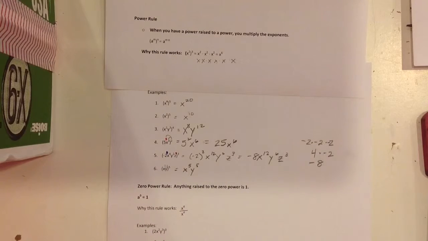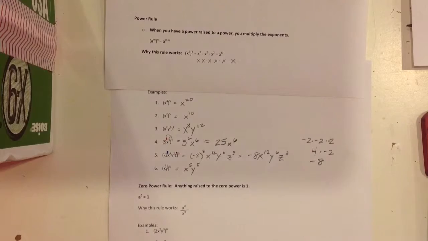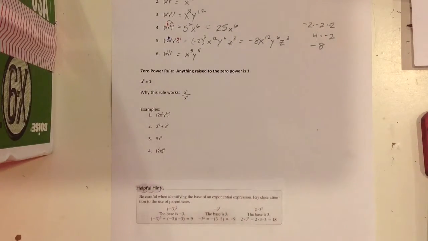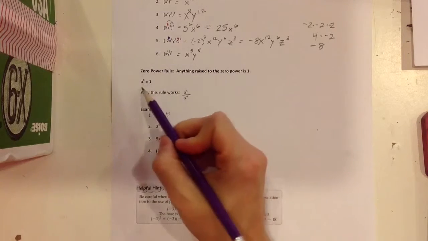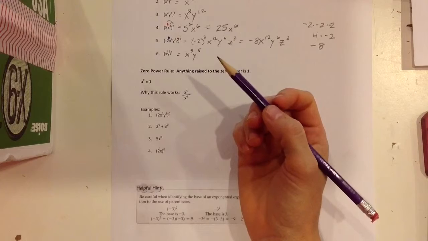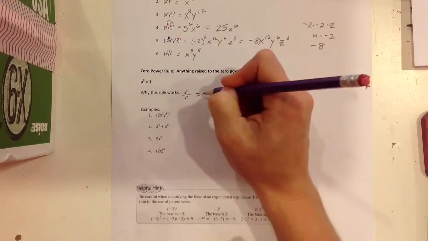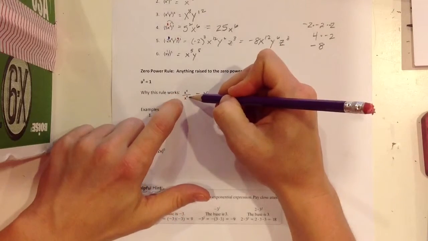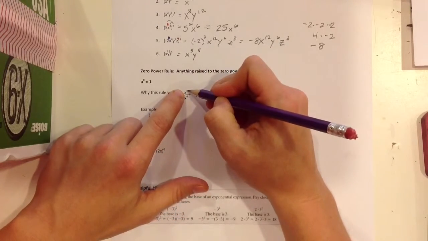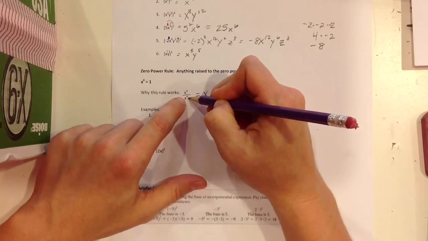Now we have a new rule called the zero power rule. And our zero power rule is when you have anything raised to the zero power, anything raised to the zero power is 1. Now, why does that make any sense? Well, remember we just did the quotient rule. So if I had the variable over itself, this would be x to the fourth over x to the fourth.